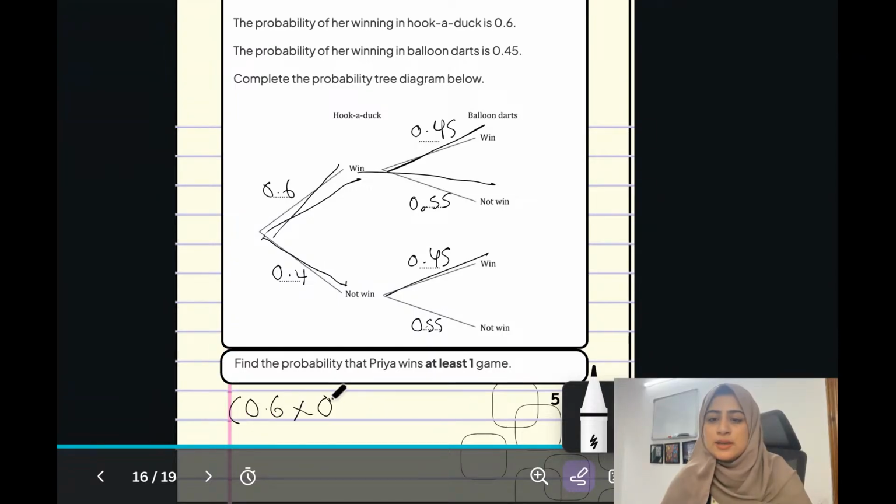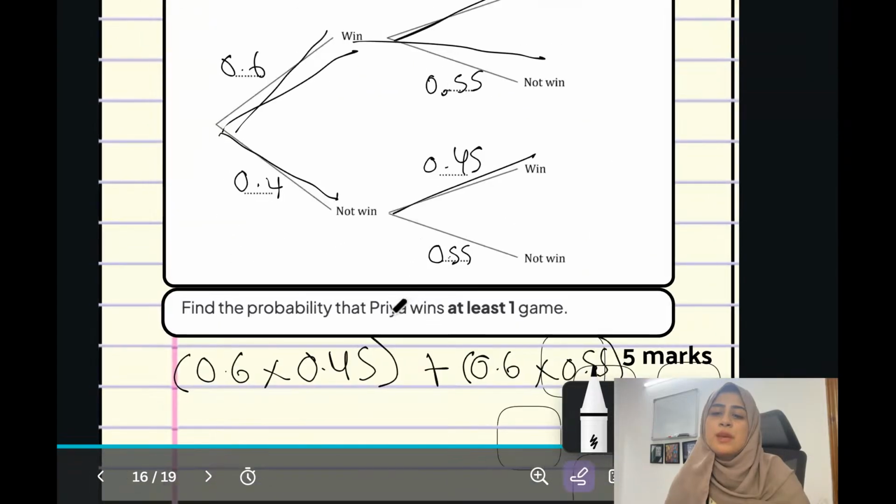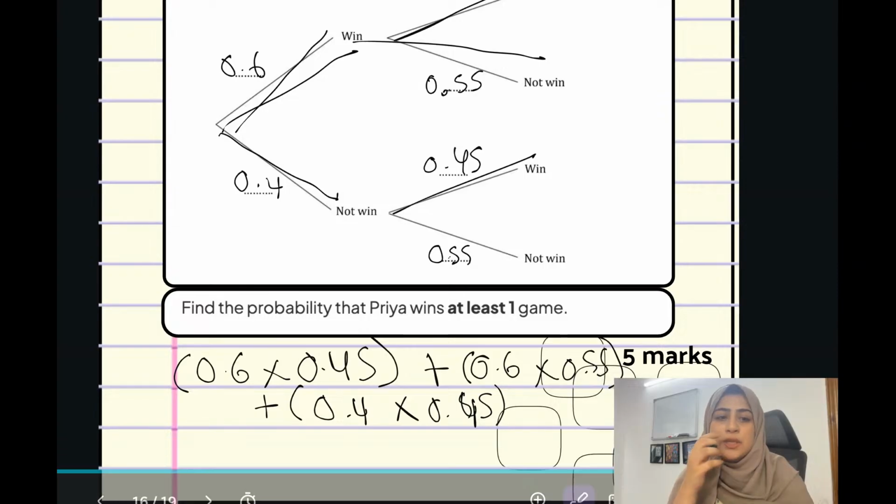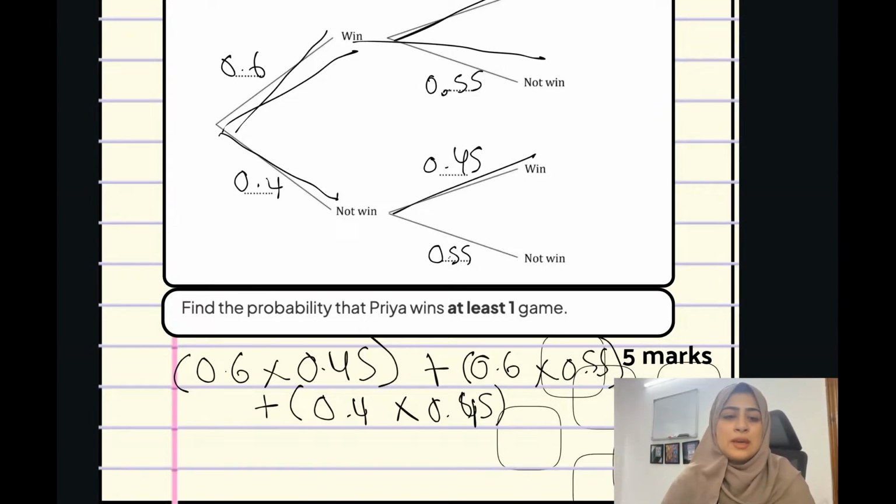So 0.6 times 0.45, that's one way. Yeah, that's if you win hook-a-duck and win balloon darts. The next is if you do 0.6 times 0.55. So it could be win hook-a-duck and not win balloon darts. So it could be this or this. Or for the third part, you could not win the hook-a-duck, but win the balloon darts. So these are the 3 ways you could do it.